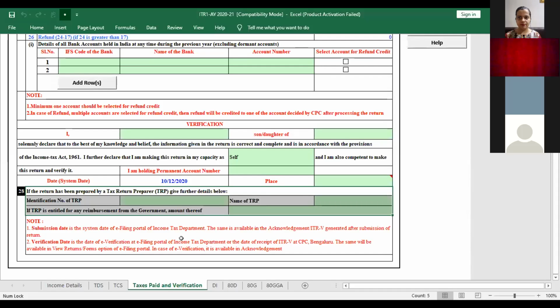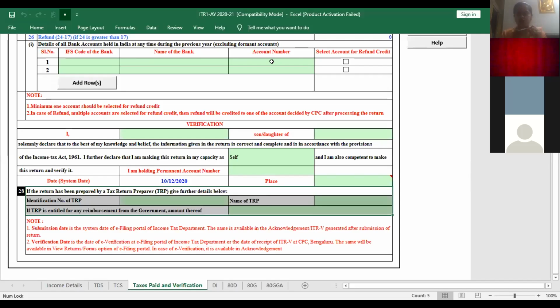I hope things are clear, and all of us will be able to file our return hopefully before 31st December. If there are any questions, I would like to take them. Preeti ma'am, over to you.